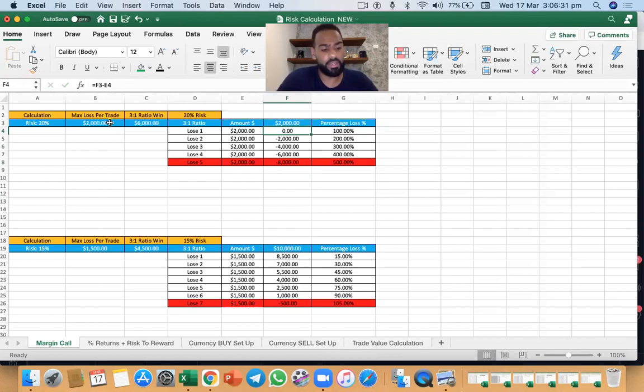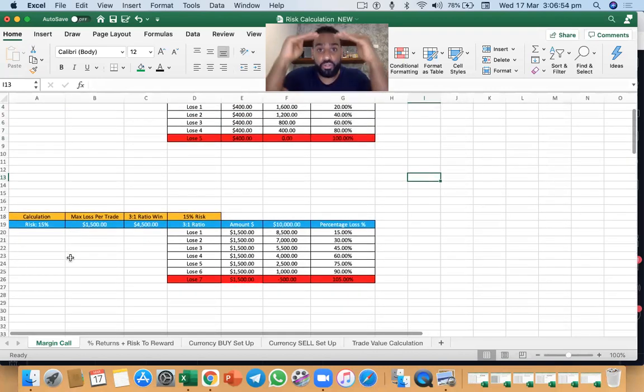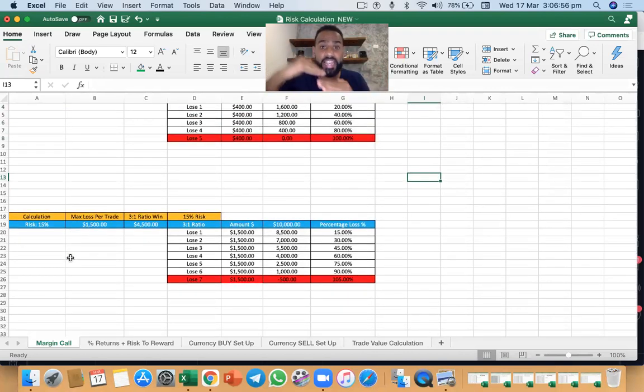Okay, so let's say you're risking 20% of your account per trade, and you've got a $2,000 account. Your max loss is going to be $400, and there you go, guys. 5 trades, and you've completely lost all of your money. So risking a lot of money per trade is really going to kill you when you're getting into the markets. And again, the less you risk, the more trades it takes for you to lose your money.